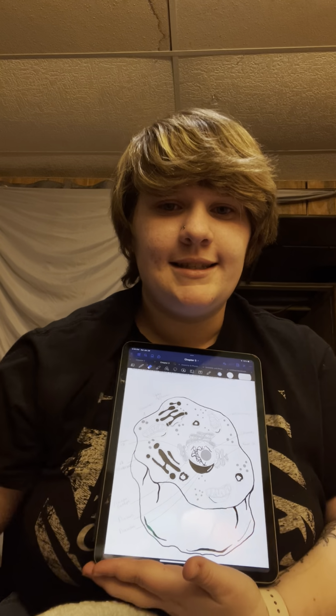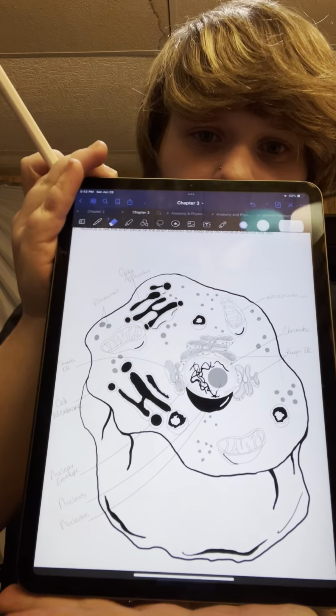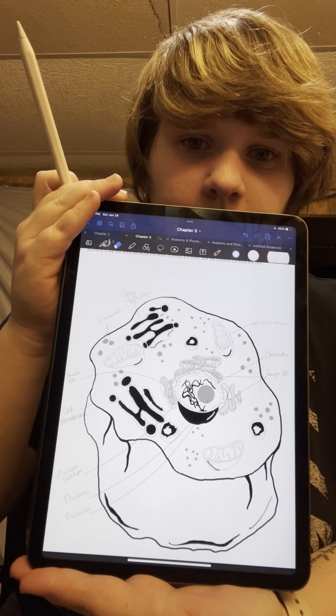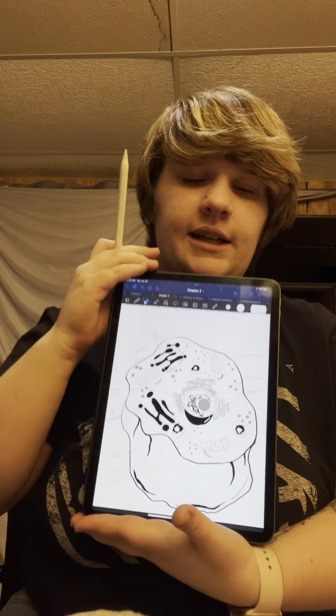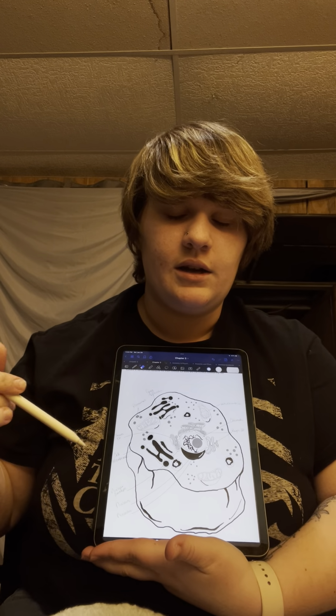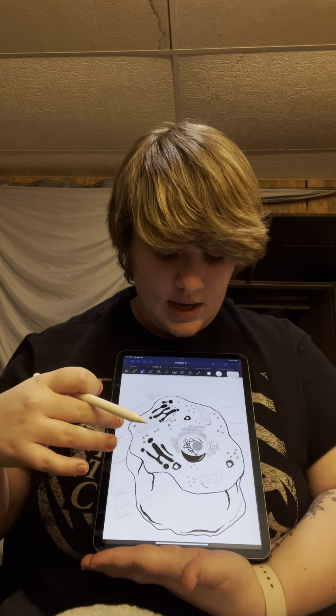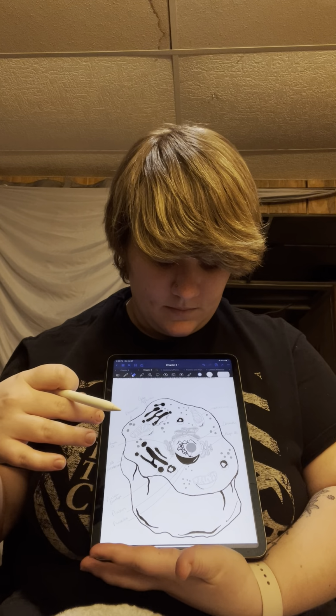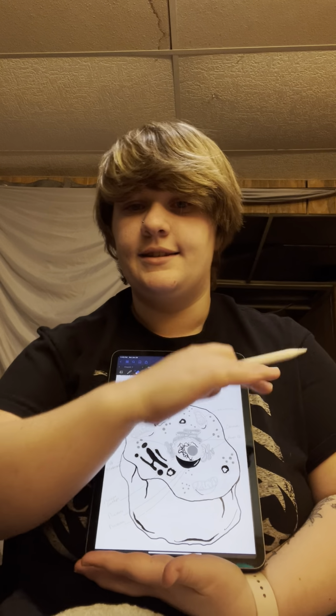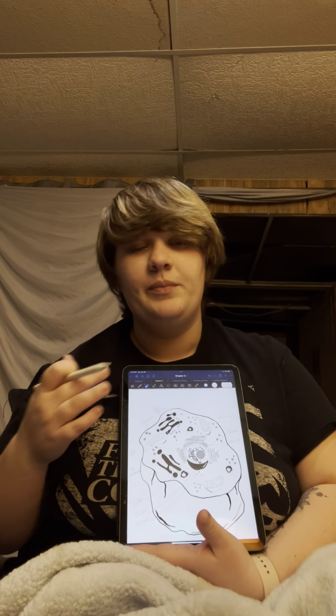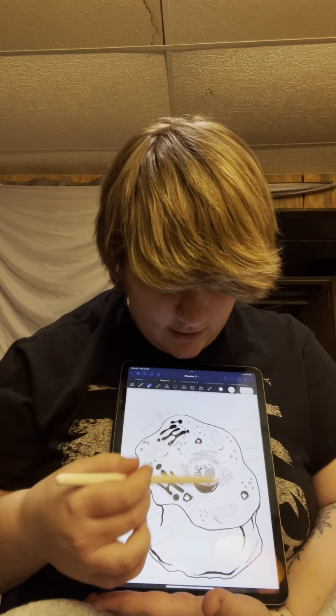Okay, so this is my cell that I drew. We're supposed to explain the functions of each organelle system in here, and how it pertains to life. So I'm going to start with the nucleus.